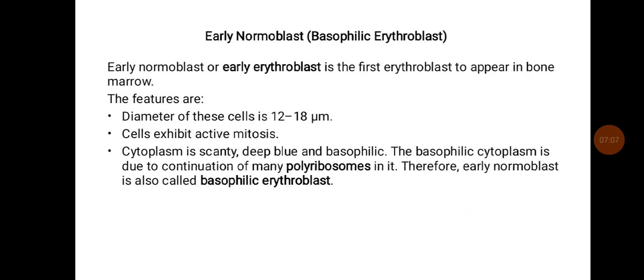The early normoblast, which is also called the basophilic erythroblast, is the first erythroblast to appear in the bone marrow. The features are: diameter is around 12 to 18 microns. They exhibit active mitosis. Cytoplasm is scanty, deep blue, and basophilic. The basophilic cytoplasm is due to continued presence of many polyribosomes in it. Therefore, the early normoblast is also called the basophilic erythroblast.